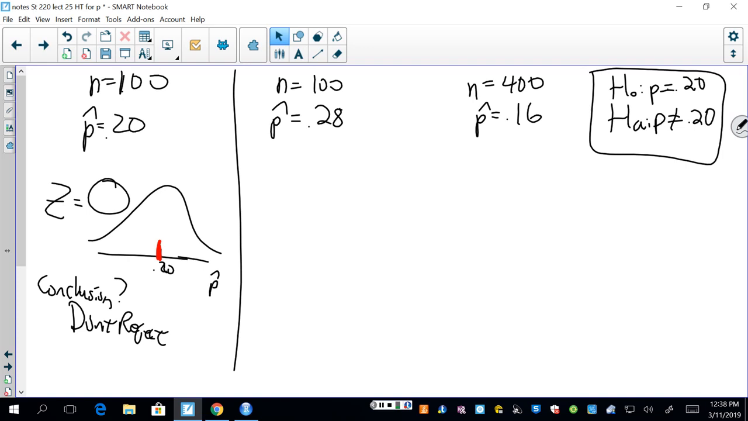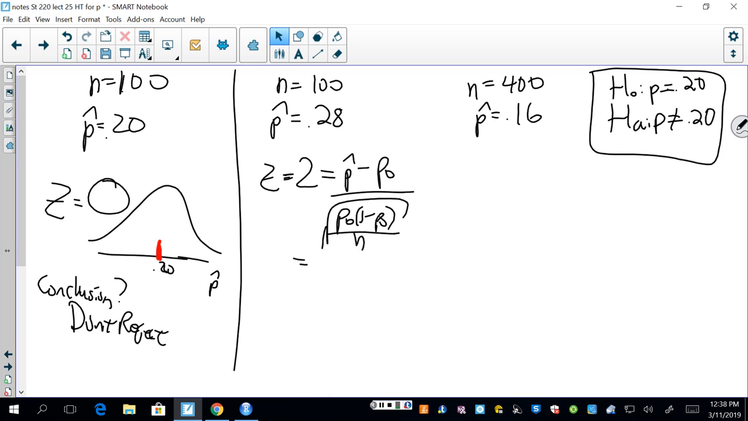How about the second one? Do you reject? Z is equal to 2, right? Well, -2. Oh, 2, sorry. I screwed up the sign. It's p hat minus p0, over the square root of p0 times 1 minus p0 over n. One thing to emphasize is that p0 stays the same because the null hypothesis in this case tells us what that one is.